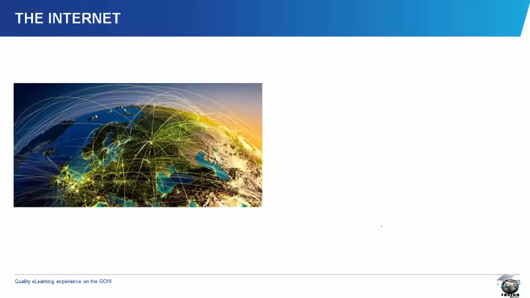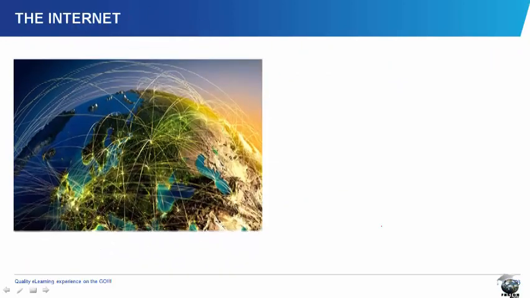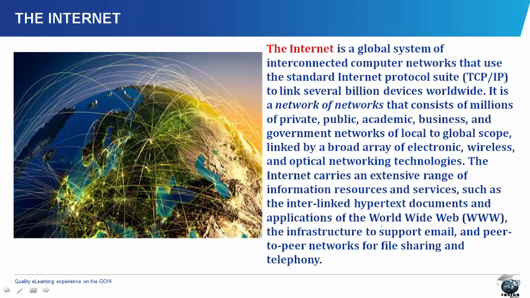Now we want to talk about the internet. What is the internet? Well, the internet is a global system of interconnected computer networks that use the standard Internet Protocol suite. That is TCP, standing for Transmission Control Protocol, slash IP, standing for Internet Protocol. Now what does that mean? It means that there are computers connected in networks, such as a wide area network, a personal area network, and the rest of them. But these networks are now arranged in a larger worldwide network. That is a network of networks.